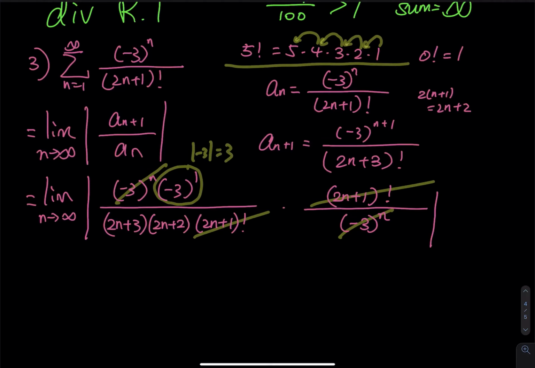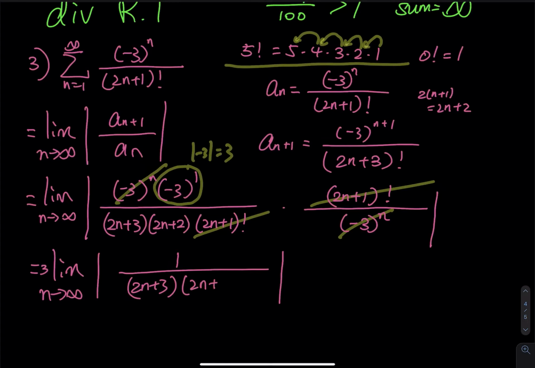All right. So back to this problem, we have the limit as n approaches infinity. We can take the 3 out, right? And then inside the absolute value, we have 1 divided by (2n plus 3) times (2n plus 2). So once n approaches infinity, you have 3 times 1 over infinity, which is 3 times 0, which is equal to 0. And 0 is less than 1. So 0 is less than 1.